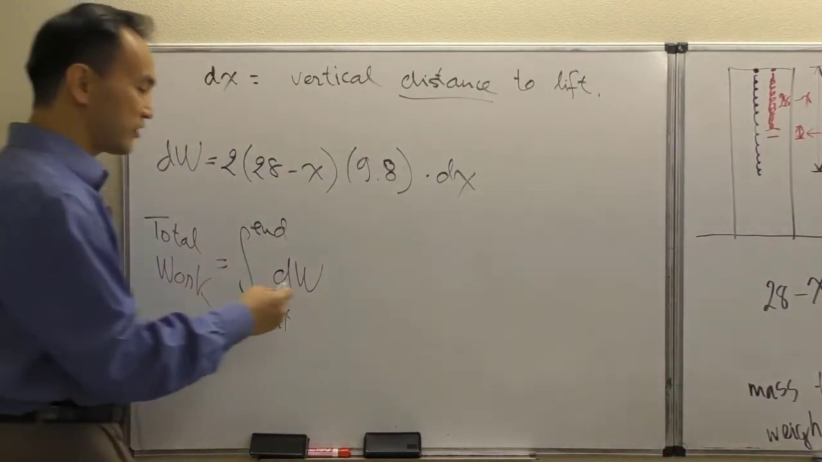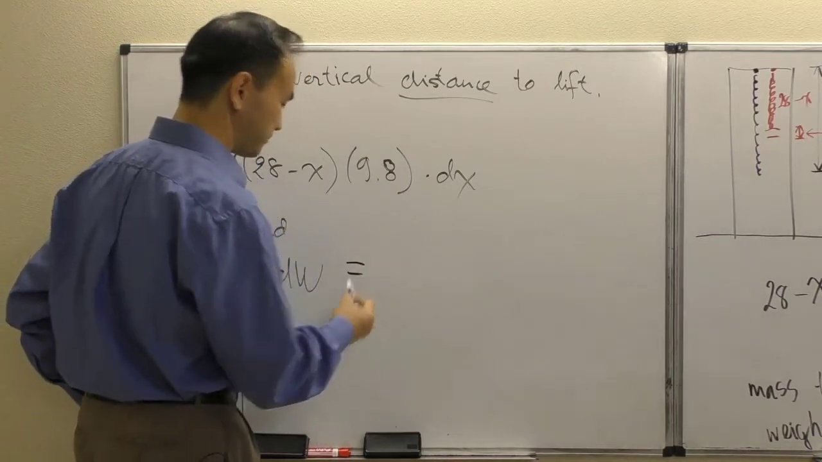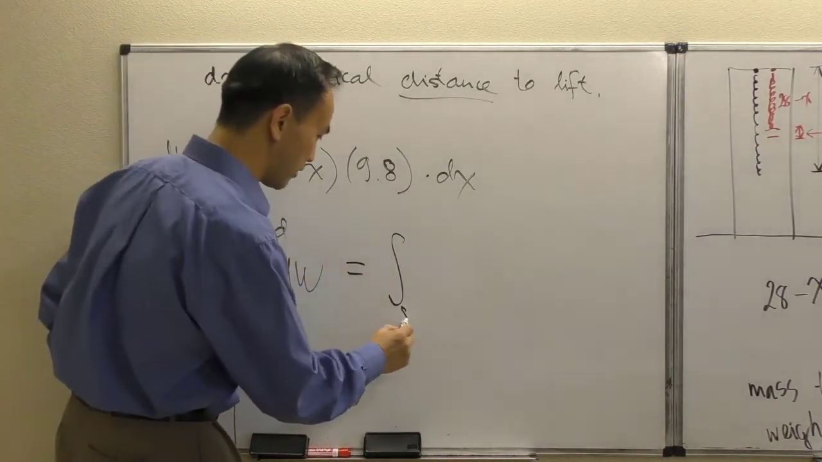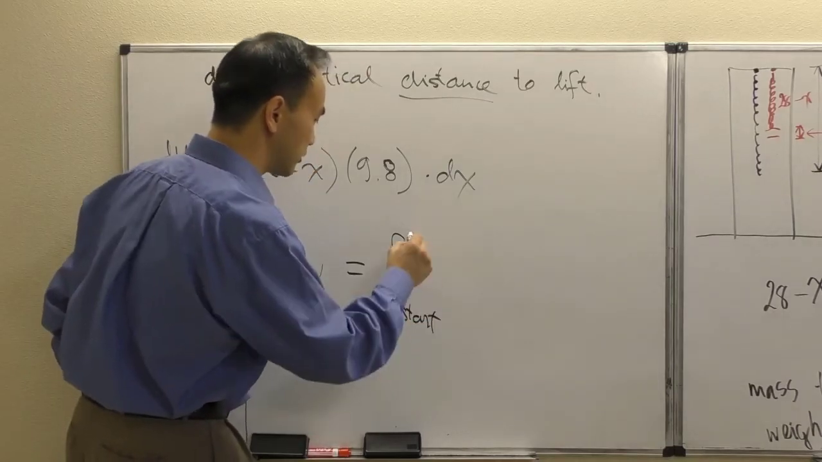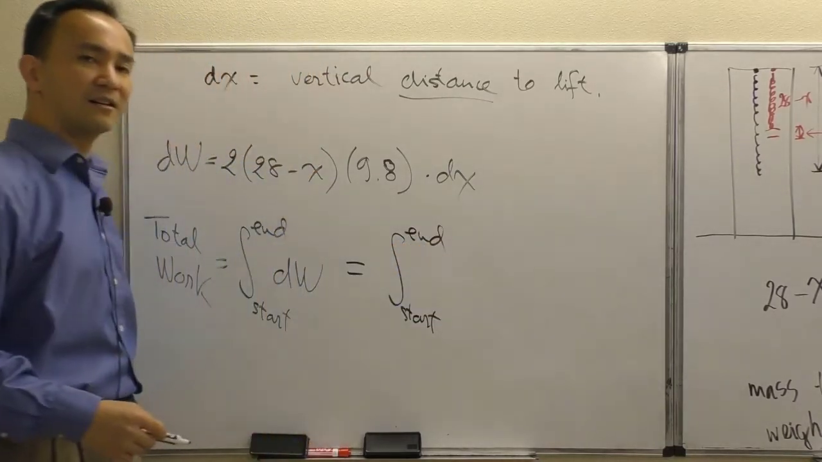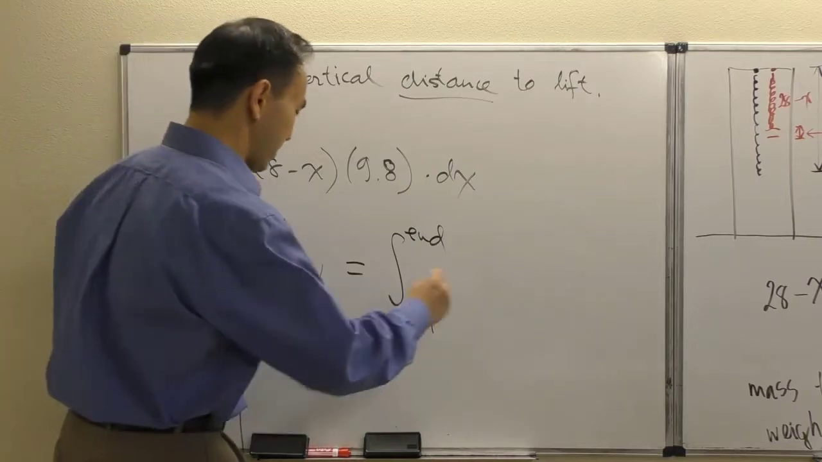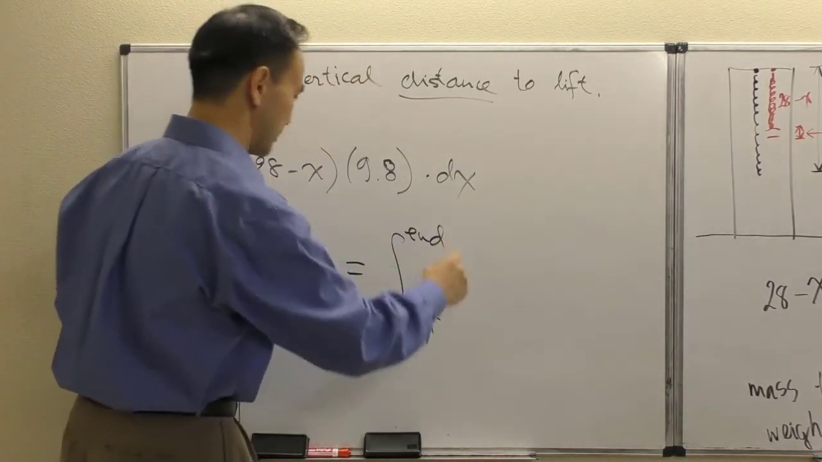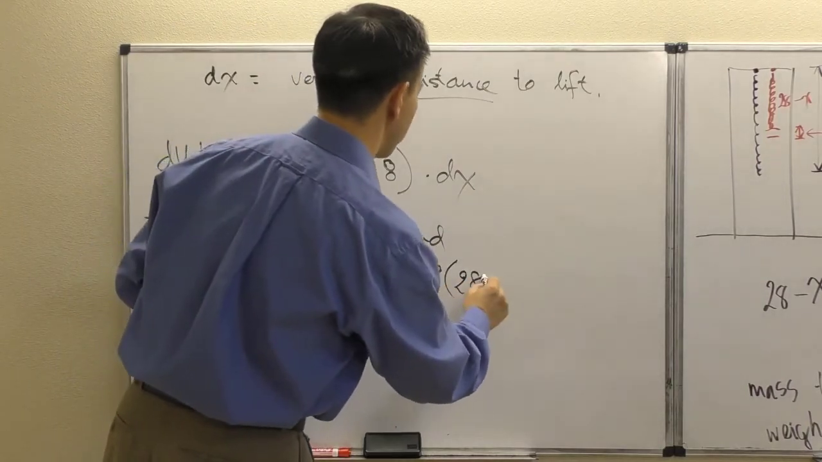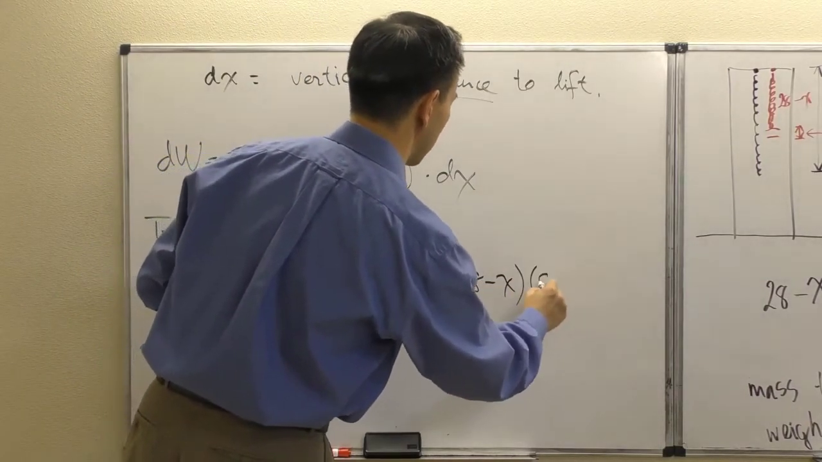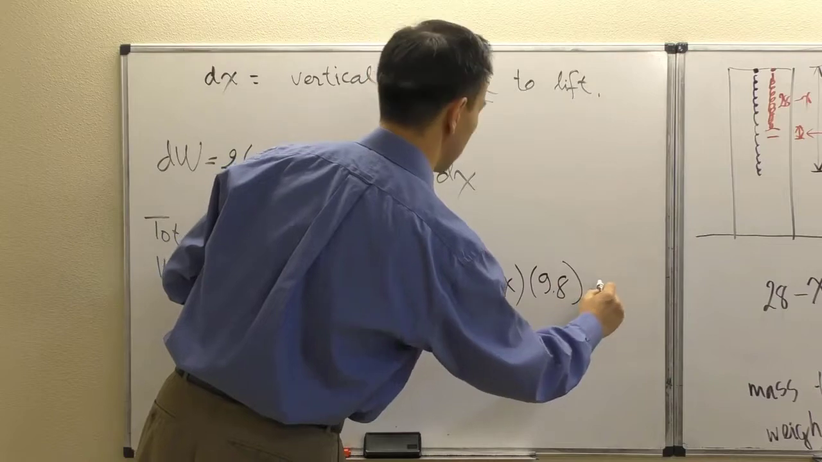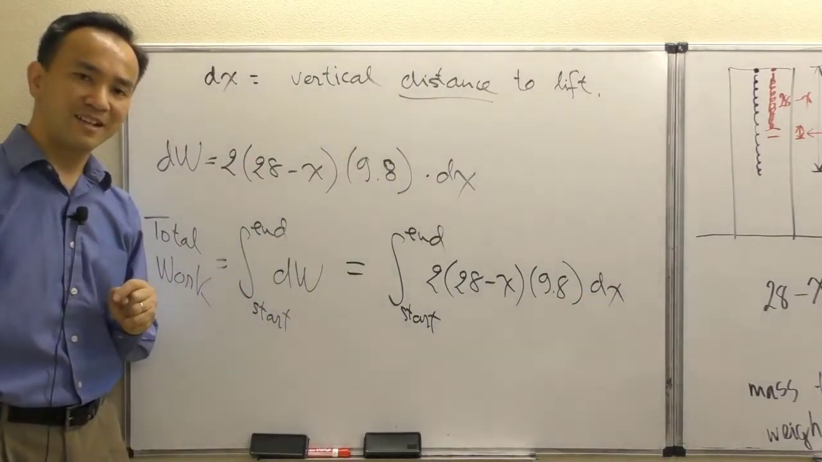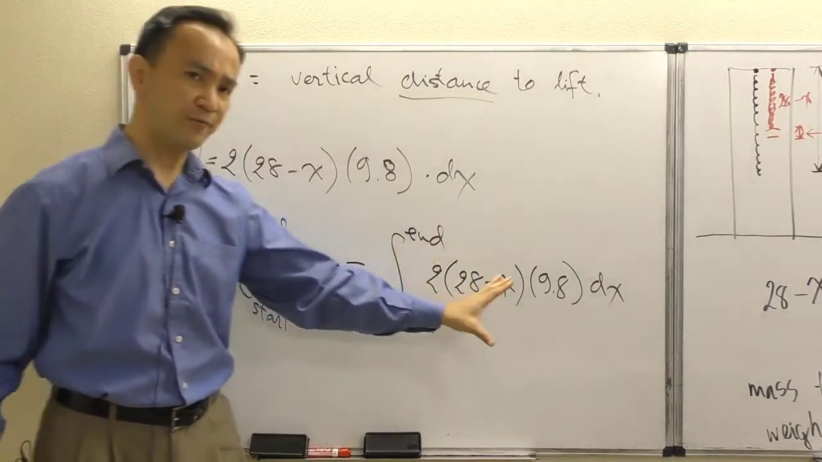And so now it's just a matter of producing the integral. An integral is accumulation. So now we're accumulating from some start, and we will find out how much the start is and how much the end is. Okay, but the work amount here is that expression: the little work amount is 2 times 28 minus x times 9.8 and times a dx.